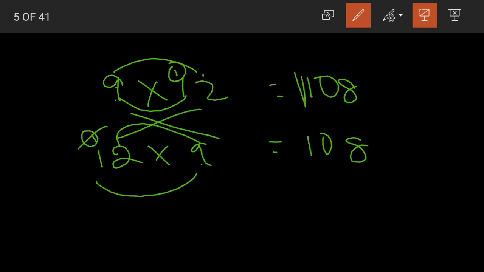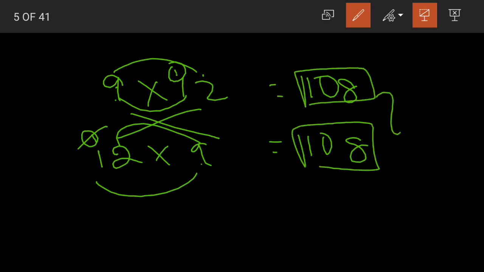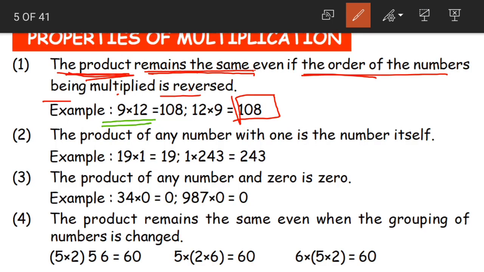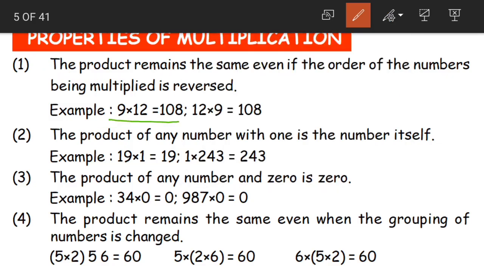Again children, what did we observe? That the product is remaining the same even though the order of the numbers being multiplied is reversed. Yes, so that is our first property of multiplication. See, 9 into 12 is also 108 and 12 into 9 is also 108. So where can we use this? Means you can use this in tables.